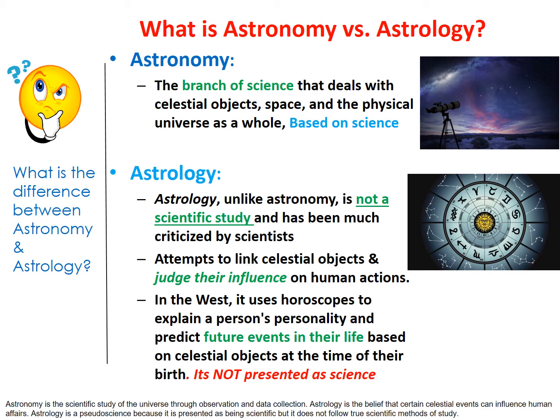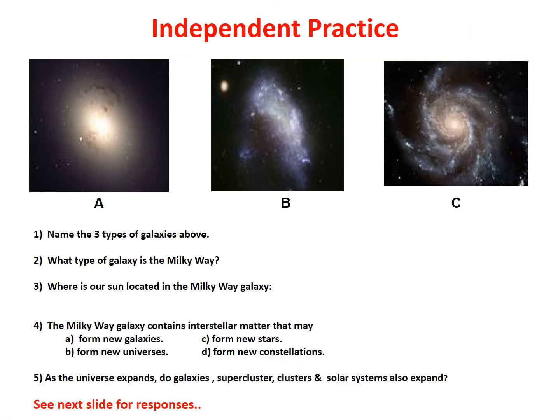So let's nail down 32. The scientific study of space, stars, physical universe is called astronomy. But using the sun and moon and stars to predict the effect on humans is called astrology. It's not presented as science like astronomy is. You get me? All right, so flip to the next page, and there are some independent practice things. I'm going to walk you through these. We'll just go through them together.